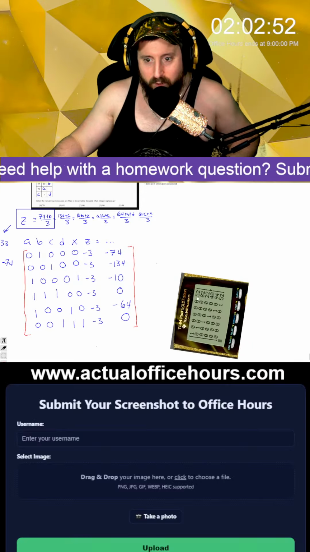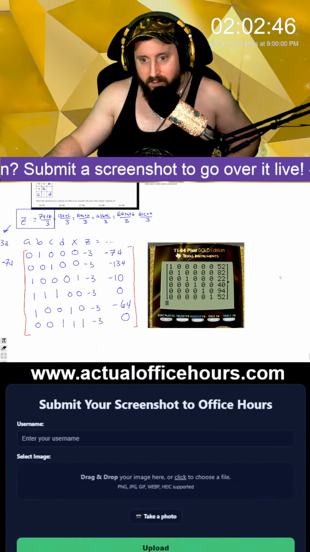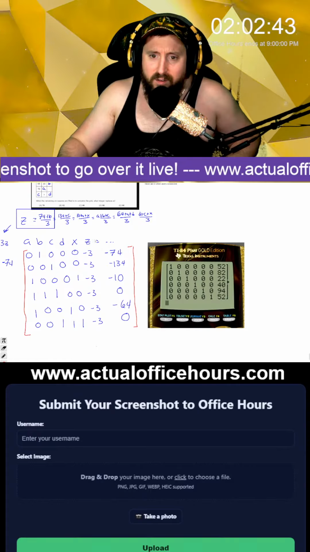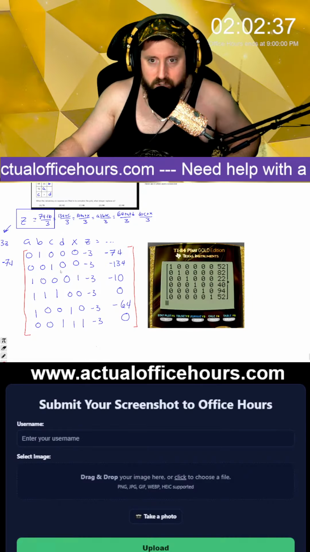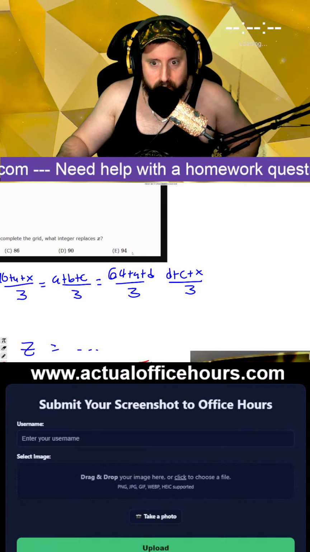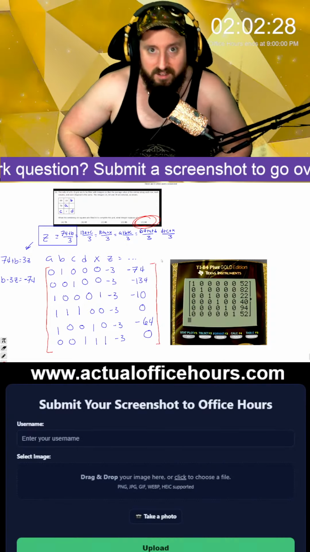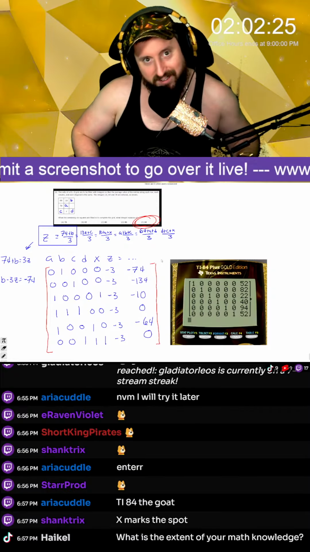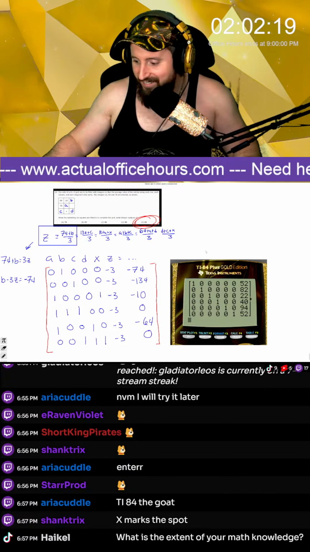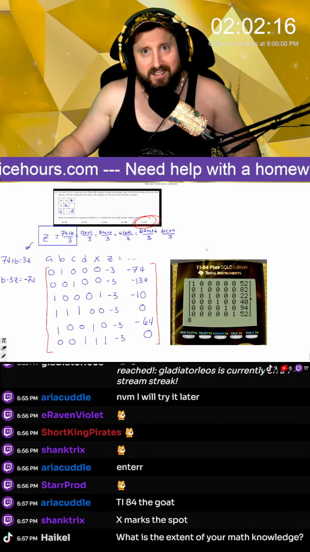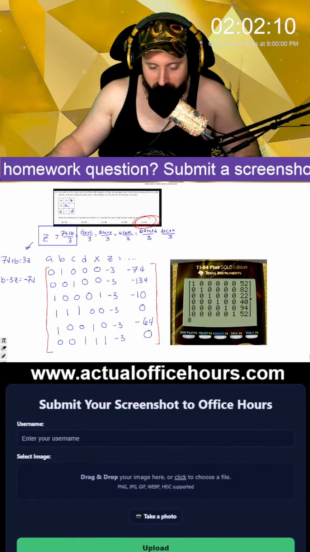Okay, so now I just need to remember which one we're looking for, right? So we're looking for X, which is the second to last column. So that's this one. And that tells me the answer should be 94, which should be answer choice E. Is that correct, Shantrix? What's the extent of my math knowledge? Infinite. Let's see if Shantrix says 94 is correct. He's going to go check for us.